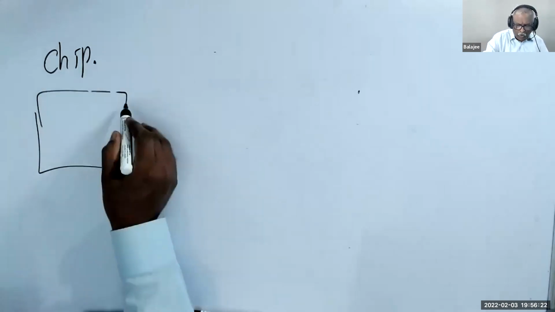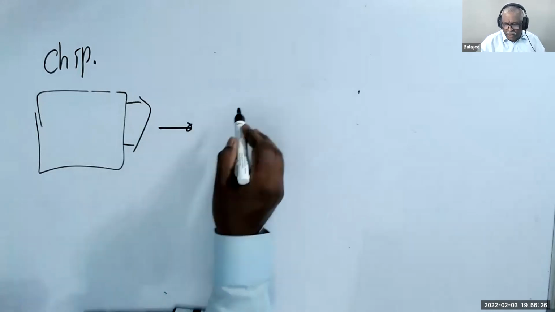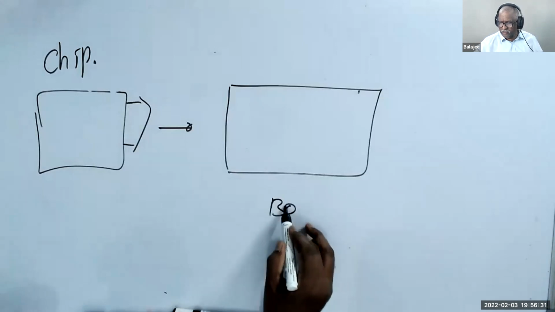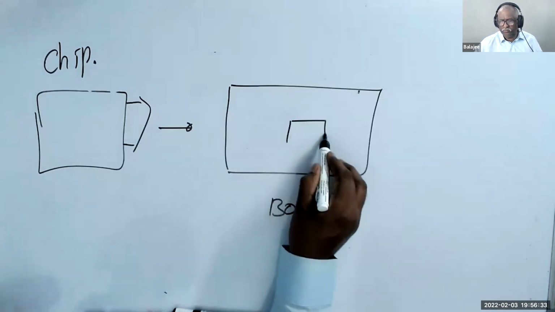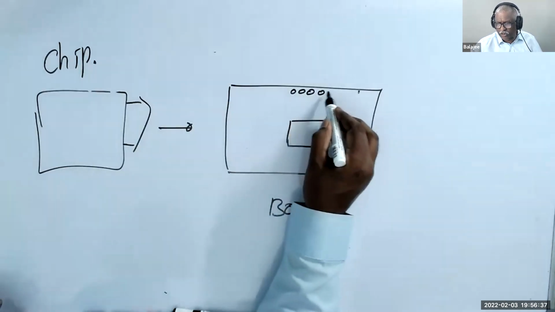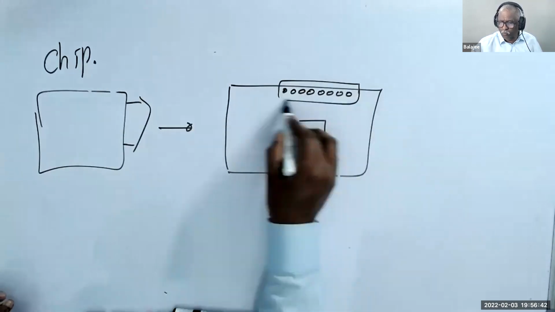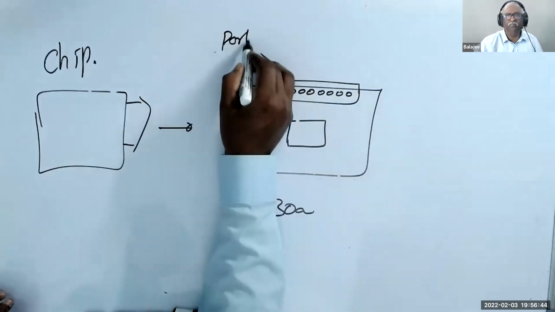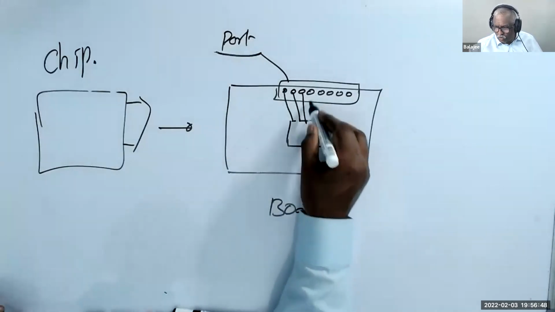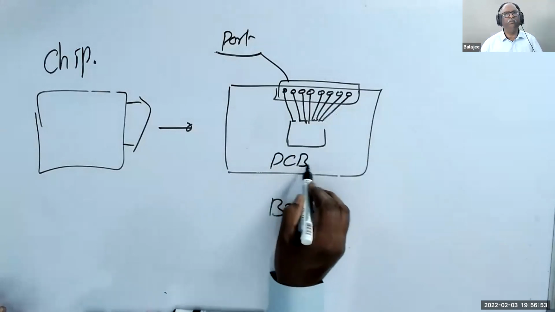The chip has so many ports. So for the chip, they make a board. The chip becomes small, a part of the port. And they have the pins in such a way that you can take them out and connect the connectors. This is called a port. And they connect it here with the chip. This is called a PCB, printed circuit board.